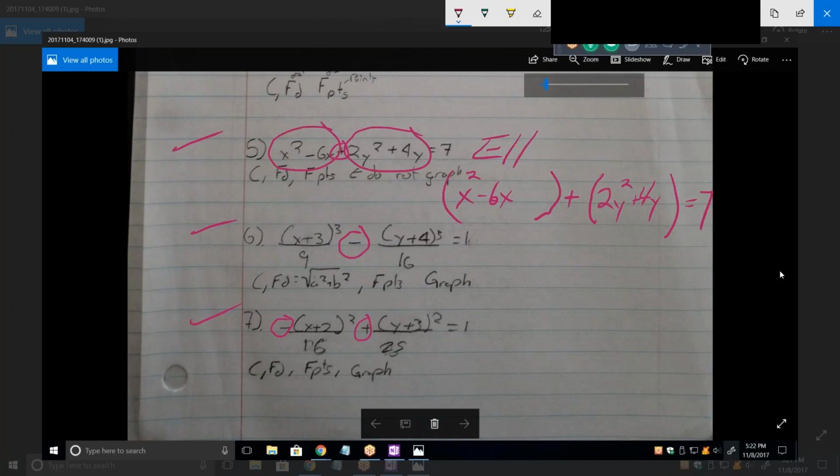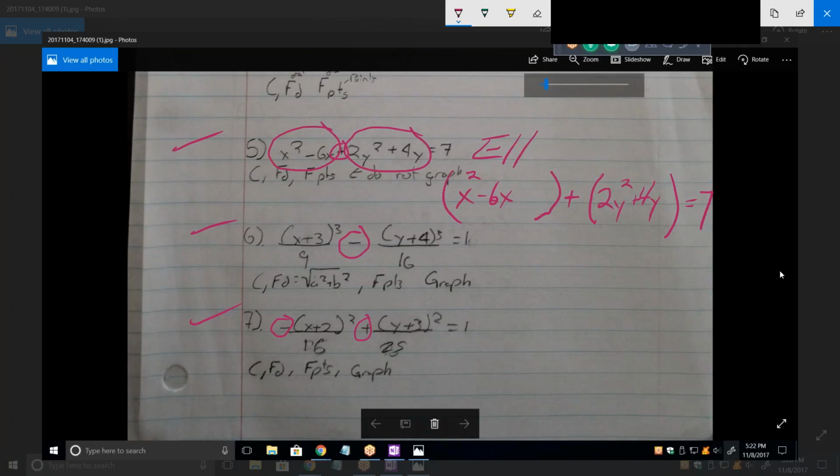The key being I have not changed it a bit. I just put parentheses around and gathered like terms. They won't always necessarily be in order either. They might put the x term way over here on the right. So the key is to gather the x terms together and gather the y terms together. Now, complete the square on the x terms.